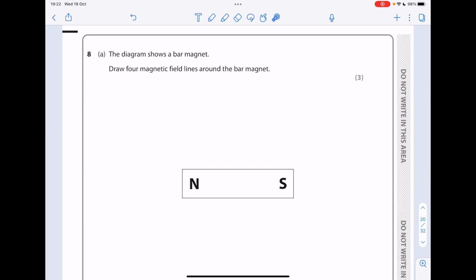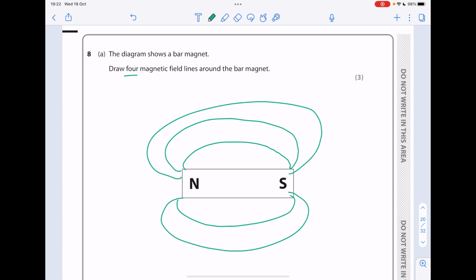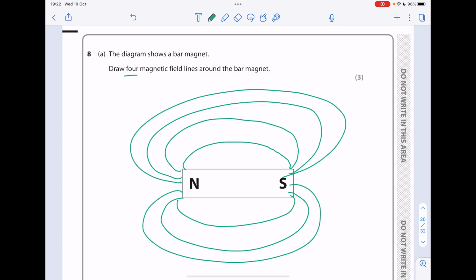The diagram shows a bar magnet. Draw 4 magnetic field lines around the bar magnet. I am not very good at drawing these. There's the first one, the second one, third one, and finally the fourth one. And remember, the magnetic field lines always point from north to south.